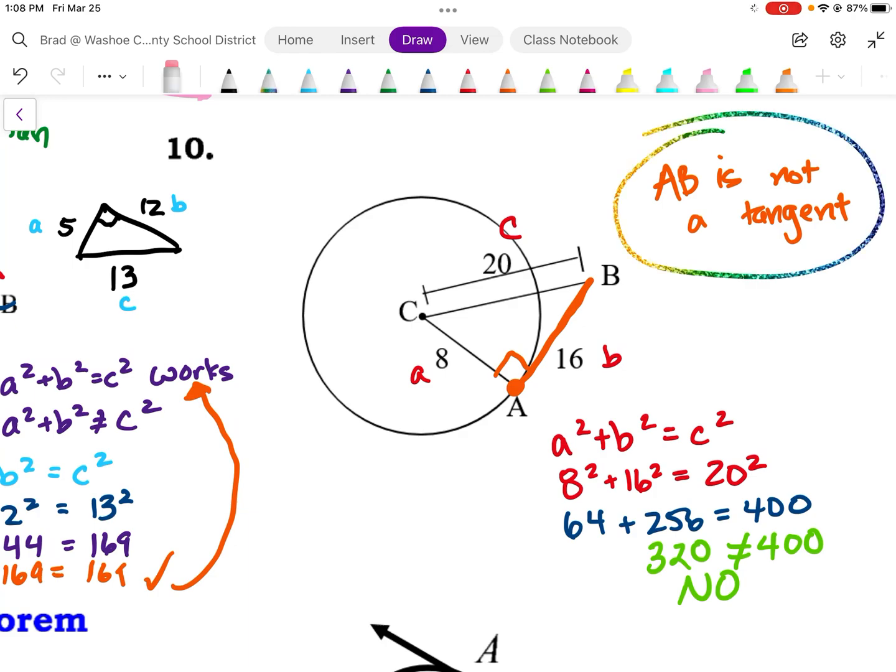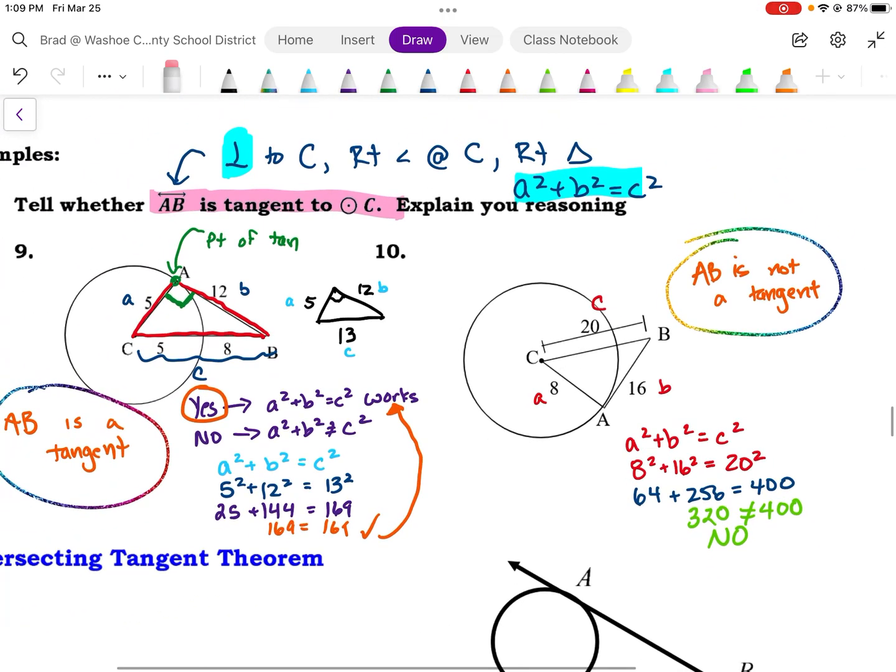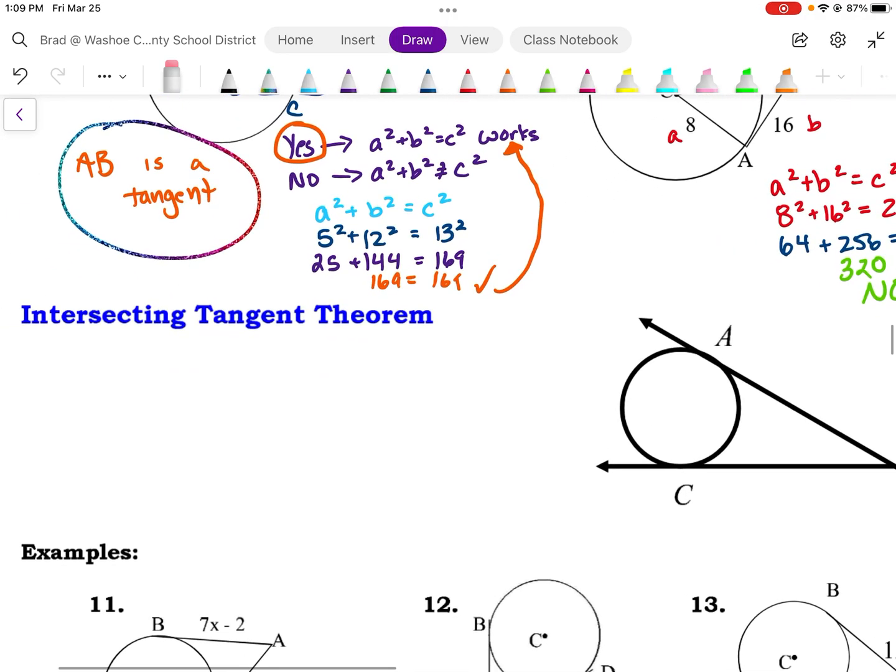Now, some of you are like, well, wait, Mr. N, it doesn't look like the tangent. Look at the diagram. And I think that's just a bad diagram. But the idea is that we do the Pythagorean theorem to double check. So this is one of the things you're going to need to know about tangents, okay, is that 90 degrees right triangle goodness. The next one is the intersecting tangents thing.